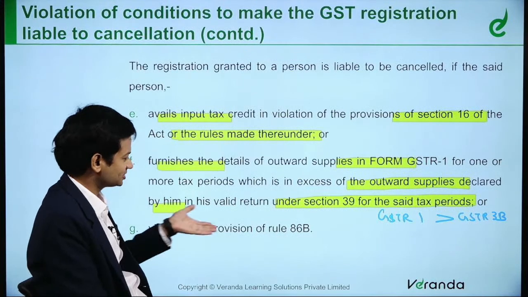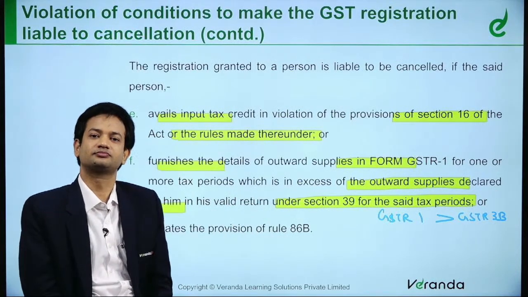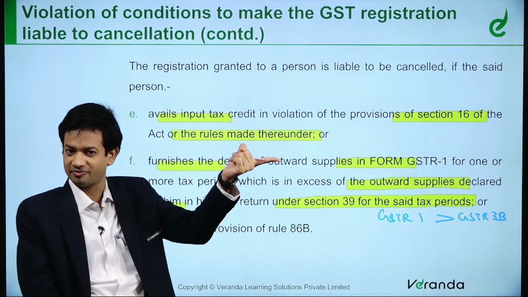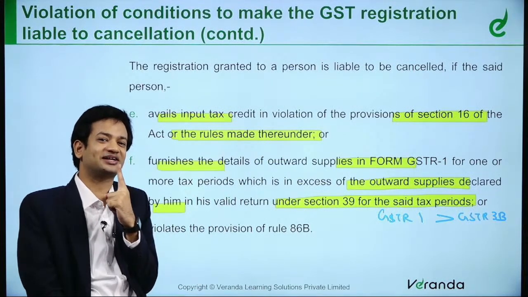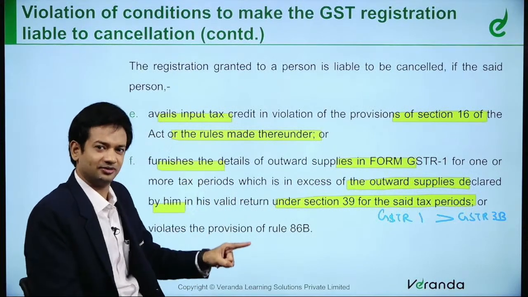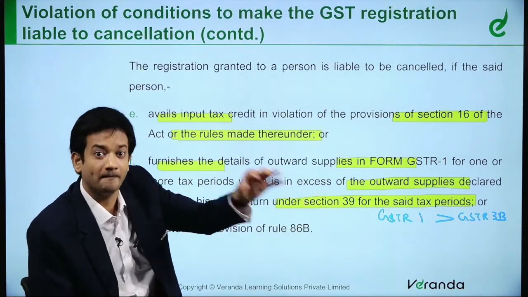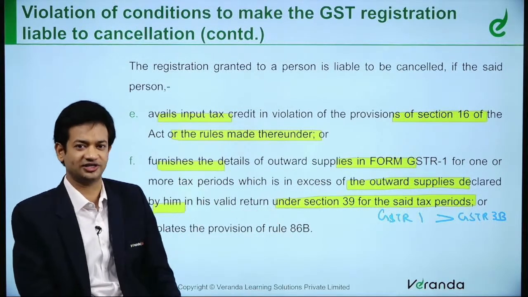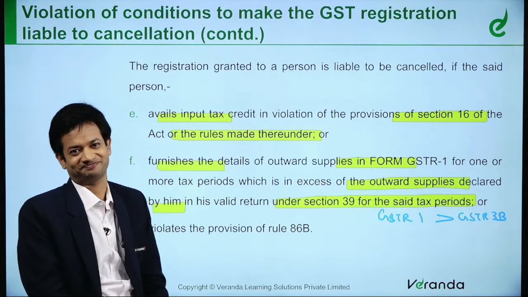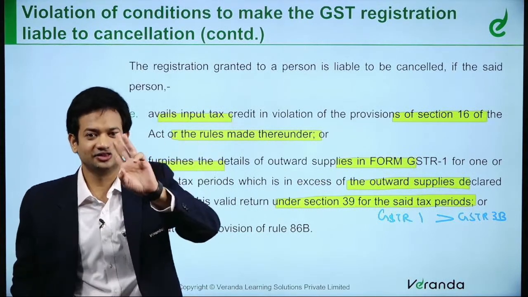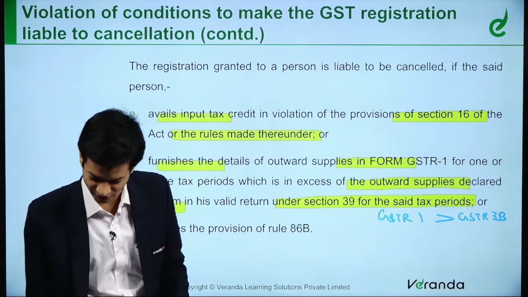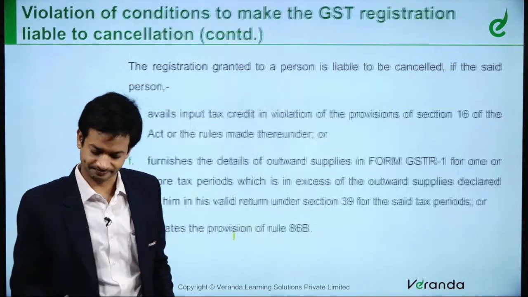The next clause is violates the provisions of Rule 86B. Now it's very simple, because 86B we have already discussed in the ITC chapter. What have we discussed in the amendments? 86B, minimum 1% I have to pay through the cash ledger, right? So if someone is liable to follow Rule 86B but violates it, does not follow Rule 86B, then his registration can be cancelled. So for cancellation, there is already a list. 3 new clauses have been added, which are these 3. Simple, clear, right? Done. So this talks about someone violating Rule 86B.